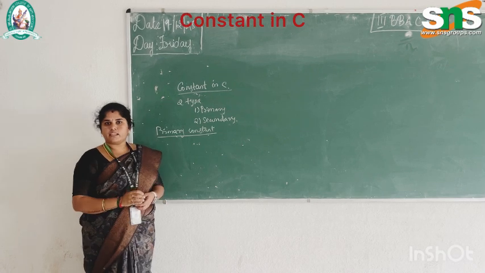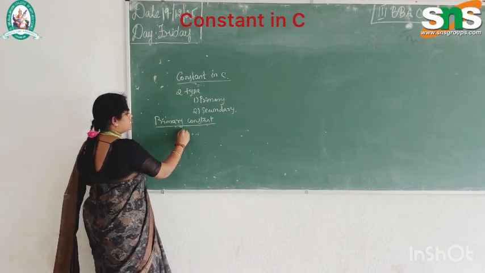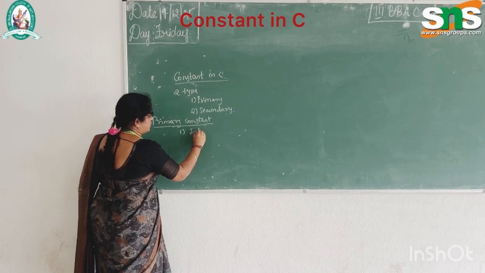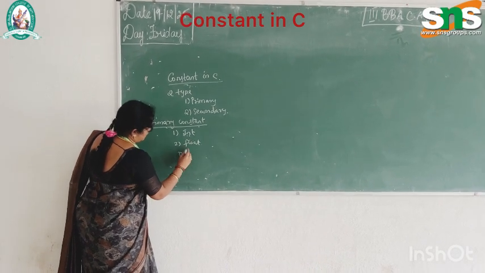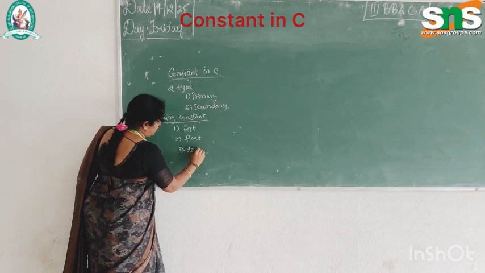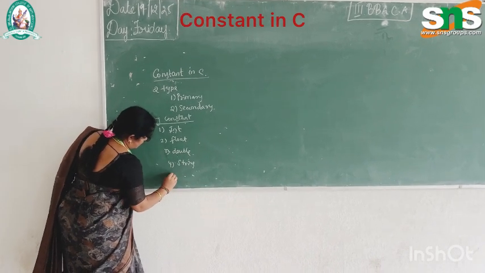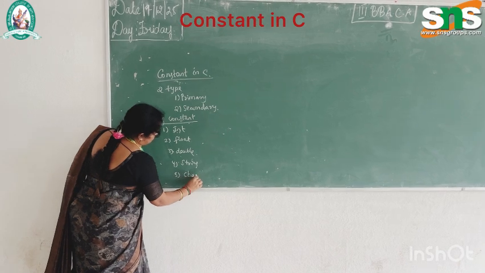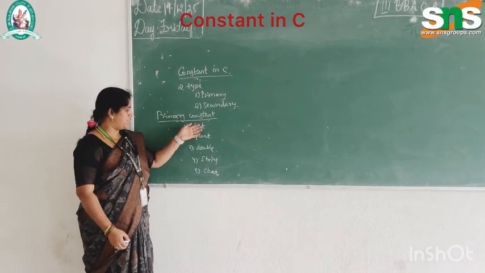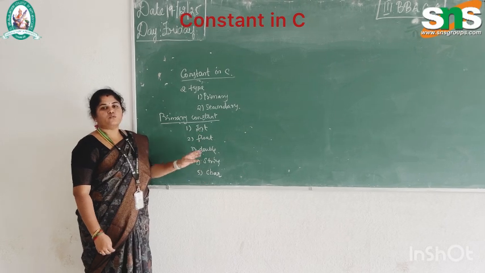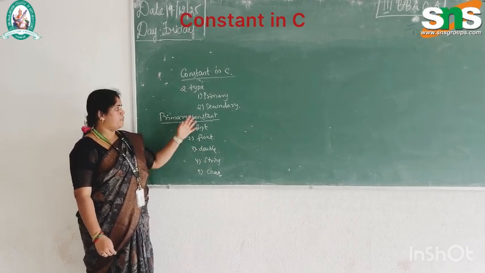It takes all the data from normal data types. So what are the data types we know? Integer, float, decimal or double, string and char. While creating the values, they may come under these categories. So this is the basic concept of the primary constant.